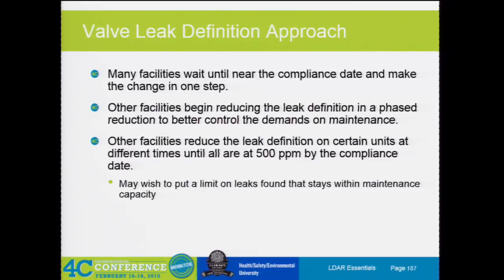And then other facilities reduce the leak definition on certain units at different times, until all are 500 ppm by compliance. So instead of telling your technicians, okay, from now on our leak definition is 500, and so they do it in all their monitoring routes, no, what some folks do is they select, here's unit A and B, we're going to go to 500 ppm on that unit right now. And they fix that unit, they get that unit up and going. Then once they're good there, then they move to another couple units.